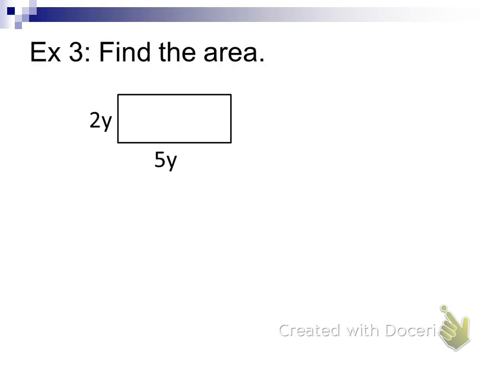How do we find area? Length times width. Good, and there's a place in your notes to fill that in. Area equals L times W. In this case, the length is 5y, the width is 2y. So 5y times 2y. How do I do that? Yes, sir? Multiply 5 and 2 and y and y. Good, so what's 5 times 2? 10. And then what's y times y? Y squared. Very good. So 10y squared.